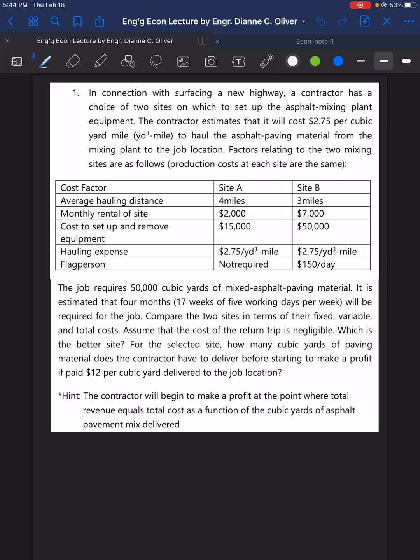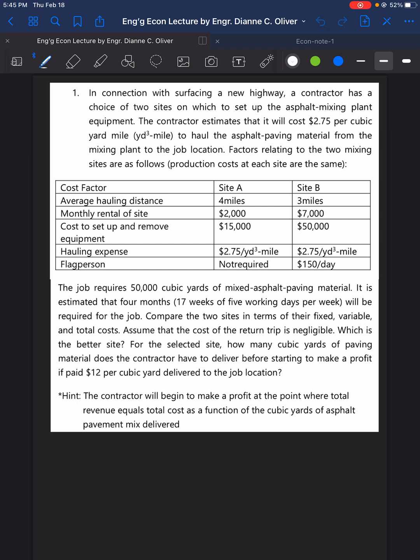Let's solve example 1 under the topic Cost Concepts for Decision Making. In example number 1, in connection with surfacing a new highway, a contractor has a choice of 2 sites on which to set up the asphalt mixing plant equipment. The contractor estimates that it will cost $2.75 per cubic yard mile to haul the asphalt paving material from the mixing plant to the job location.